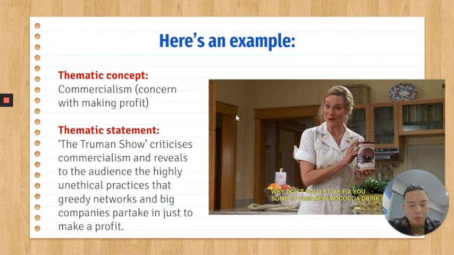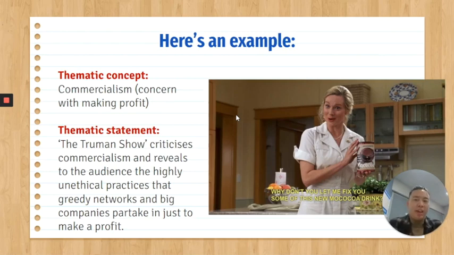Now, when we write our thematic statement based on this thematic concept, we want to ask ourselves, what is The Truman Show trying to say about commercialism? What's it trying to reveal to us about commercialism? What's it trying to show us, the audience, and teach us, the audience, about commercialism? So I've written this as a statement. The Truman Show criticizes commercialism and reveals to the audience the highly unethical practices that greedy networks and big companies partake in just to make a profit.